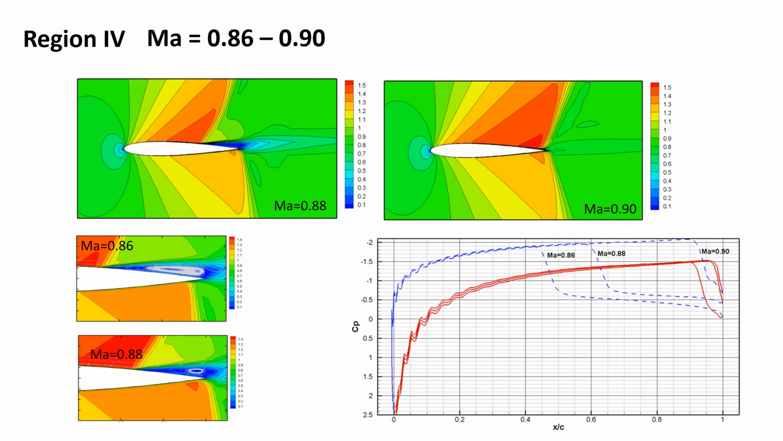And if you want to explain why you have the CL change, again, we need to look at the CP distribution. We can see the lower surface curves are hardly changed, but on the top surface, because the shock wave moves downstream, there will be less negative contribution. So the CL will increase in region 4. I hope it's clear to you.